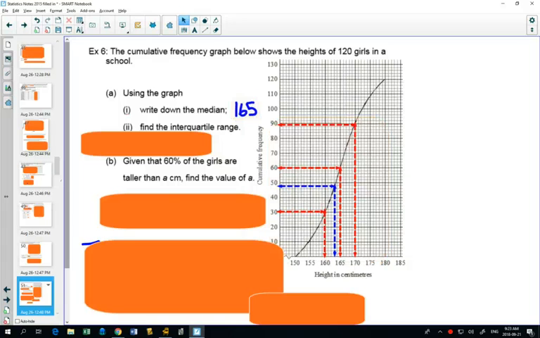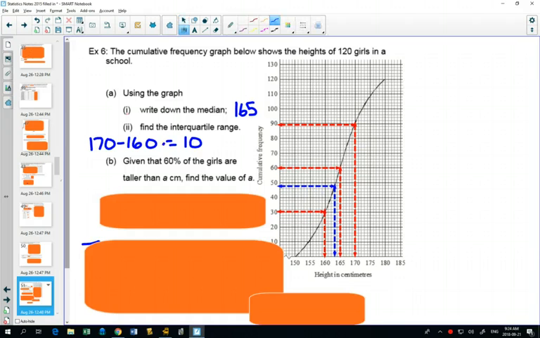Bunch of data on there. Write down the median. If you would go across from 60 and down, you get approximately 165. For your interquartile range, 25% would be at 30, 75% would be at 90. Those two values are 170 and 160. So your interquartile range is approximately 10.